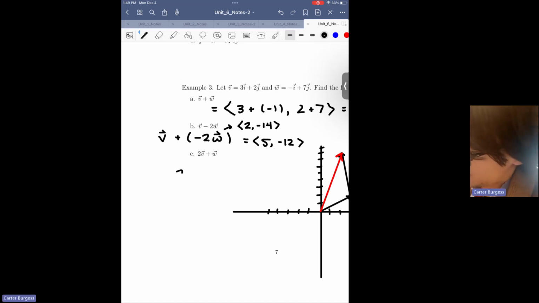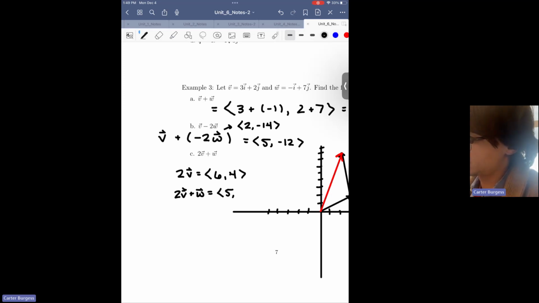Likewise here, 2v is going to be the vector 6, 4, and adding it with w, adding my x components, I get 5 in the x direction. Adding my y components, I get 11 in the y direction.